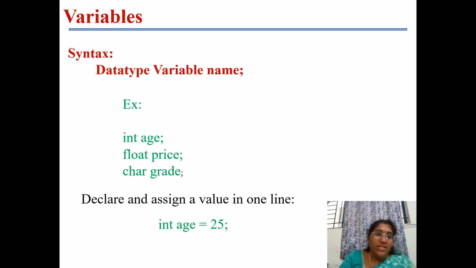So, syntax: data type and variable name. For example, int age; int is an integer data type and age is a variable name. Float price; float is a floating data type and price is the floating variable name. Char grade; char is a character data type and grade is the character variable name. We can declare and initialize a variable in one line: int age = 25. So in the age variable, of integer data type, we assign the value 25.